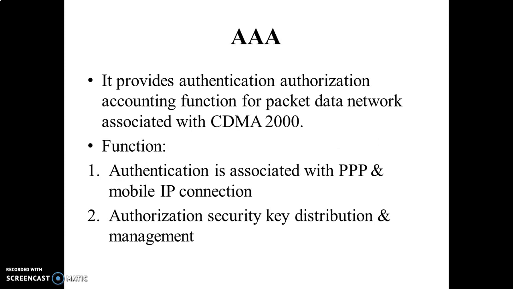So this is the AAA. As we have discussed earlier, it provides the authentication, authorization and accounting function for the packet data network that is associated with CDMA 2000, and the first function of AAA is authentication. It is associated with point-to-point and mobile IP connections, and authorization, security key distribution and management. These are a few functions of the AAA, and accounting and record keeping and tracking of user activities on a computer network is also a function of the AAA network.